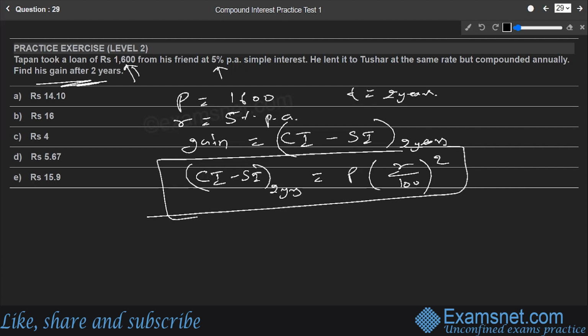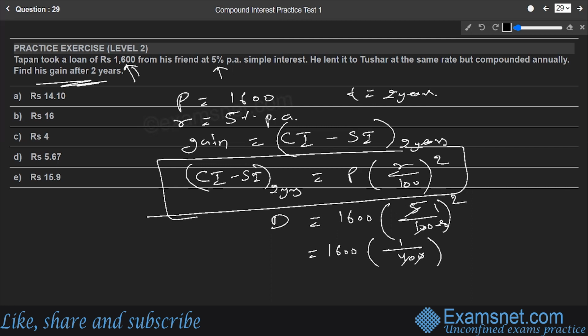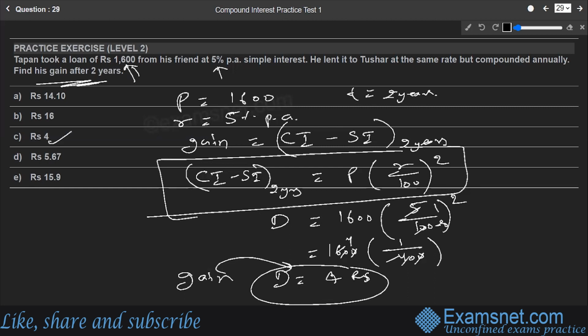So that difference we are supposed to find out. The principal value is 1600, and the rate value is (5 by 100) whole square. If we solve this further, 1600 divided by 5 by 100 is 1 by 20. 20 square is 400, so it's 1 by 400. We can cut this 400 by 4, so the difference comes out to be 4 rupees. So compound interest will be 4 rupees more than the simple interest. That is the gain. The gain value is rupees 4, which is available in option C and is the right answer.